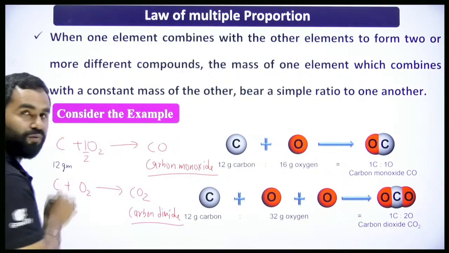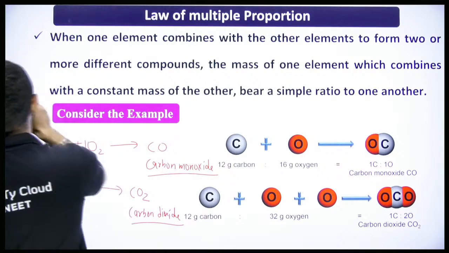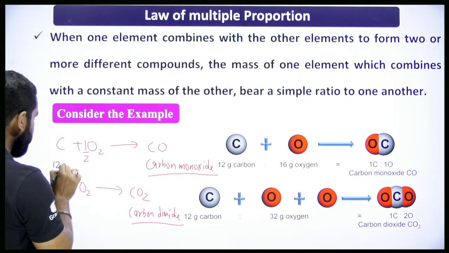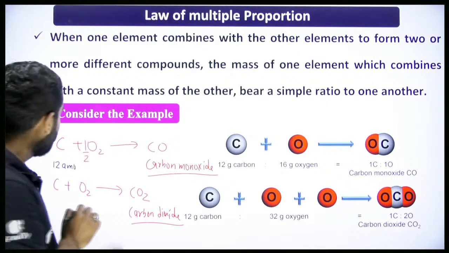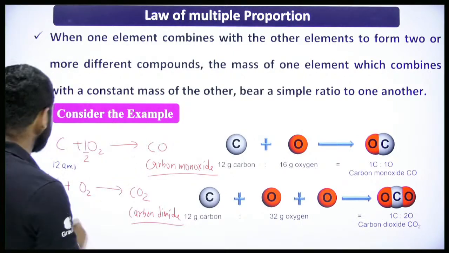The mass of oxygen is what? Oxygen molecule has mass 32, right? Just a second, let's make it AMU only. Now here, the mass of oxygen molecule is 32. So half of 32 is what? 16 AMU.